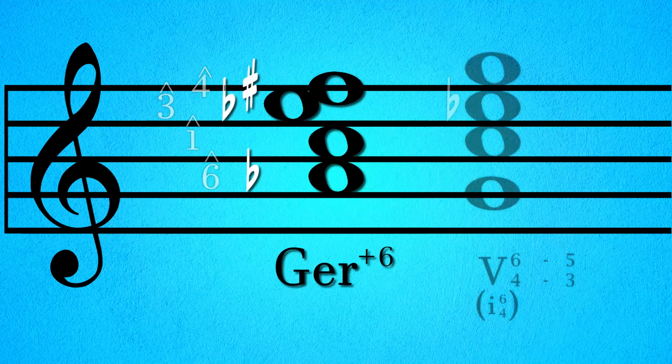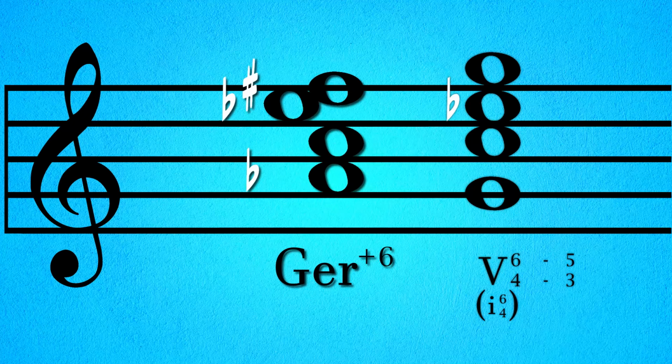This typically leads to the 5 chord through a cadential 6-4 chord. So we can see A flat and F sharp resolve to G, while the two inner voices stay on C and E flat, and eventually we would resolve to either a 5 or a 5-7 chord.